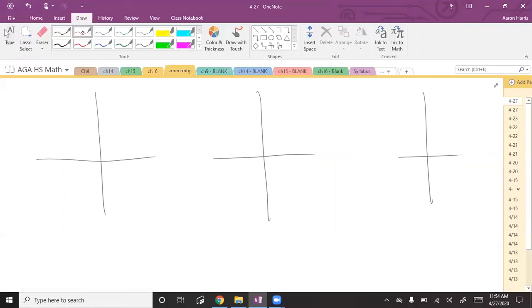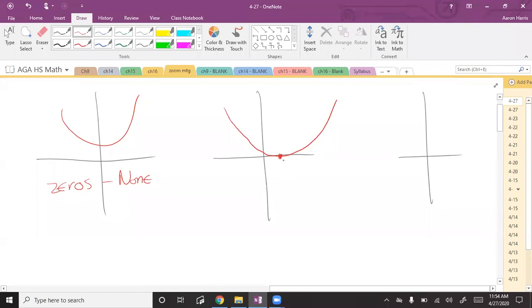The parabola could be above the x-axis, so it never crosses. So how many zeros would you get? None. It could touch in exactly one spot. So how many zeros would you get? 1. And that usually would be your vertex.